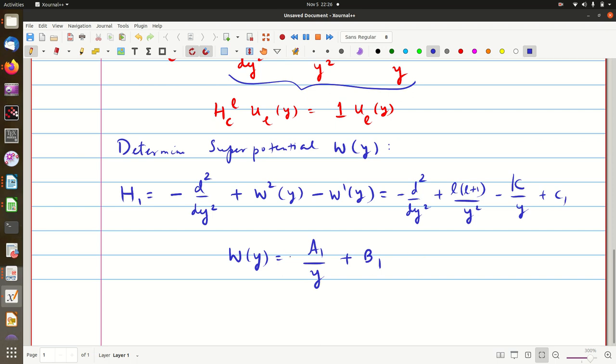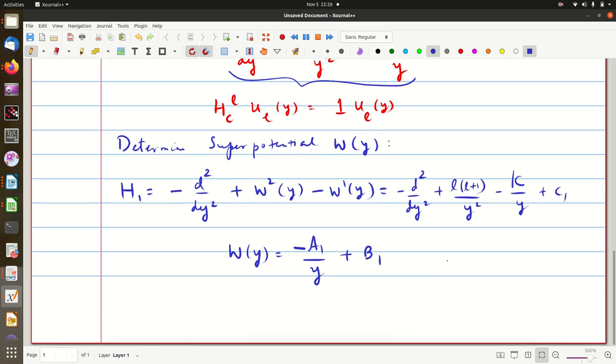Plus some constant, but then we'll also add a minus sign, which is required for ensuring that we get a normalized wave function. If we take a plus sign, in the end we might get a 1 by L, and L equal to 0 might give an infinity. So to avoid that, which we can see separately on your own, we take a minus sign. So now what is W squared of y? W squared of y will be equal to a1 squared by y squared minus 2a1 b1 by y plus b1 squared.